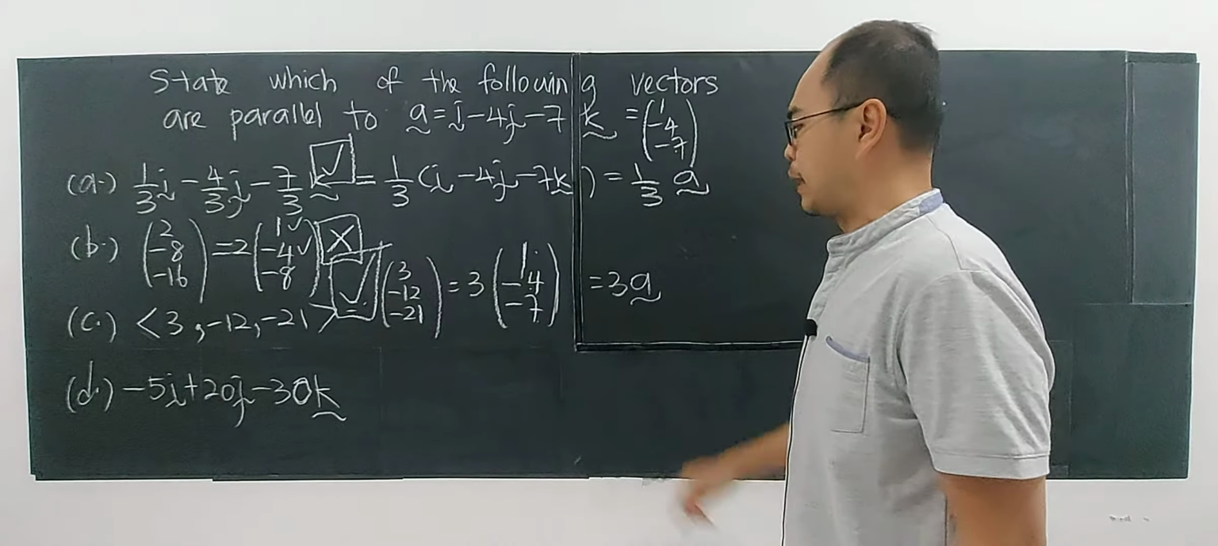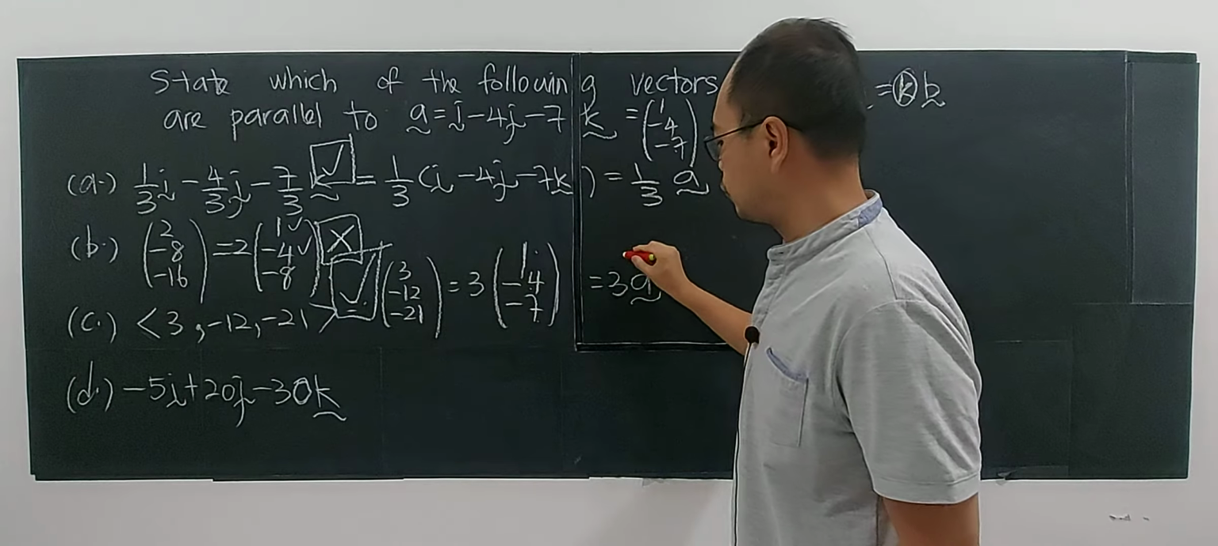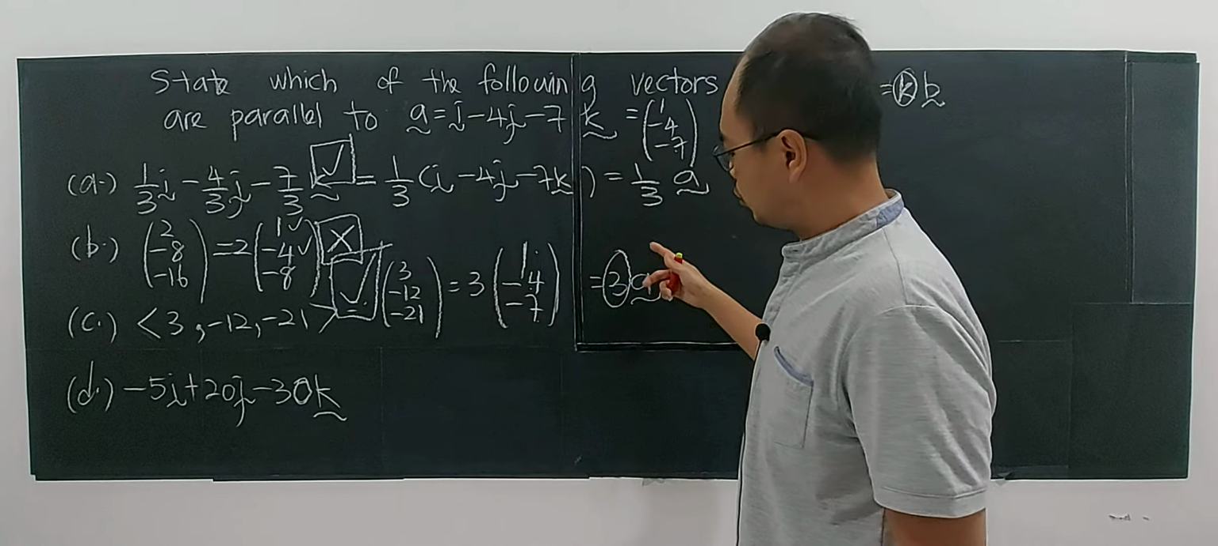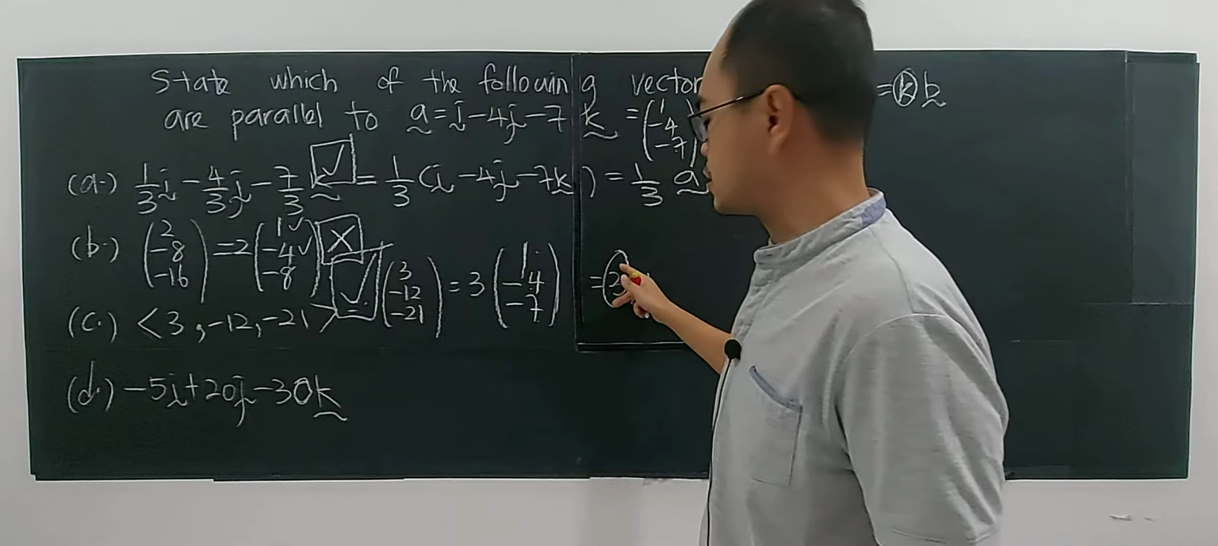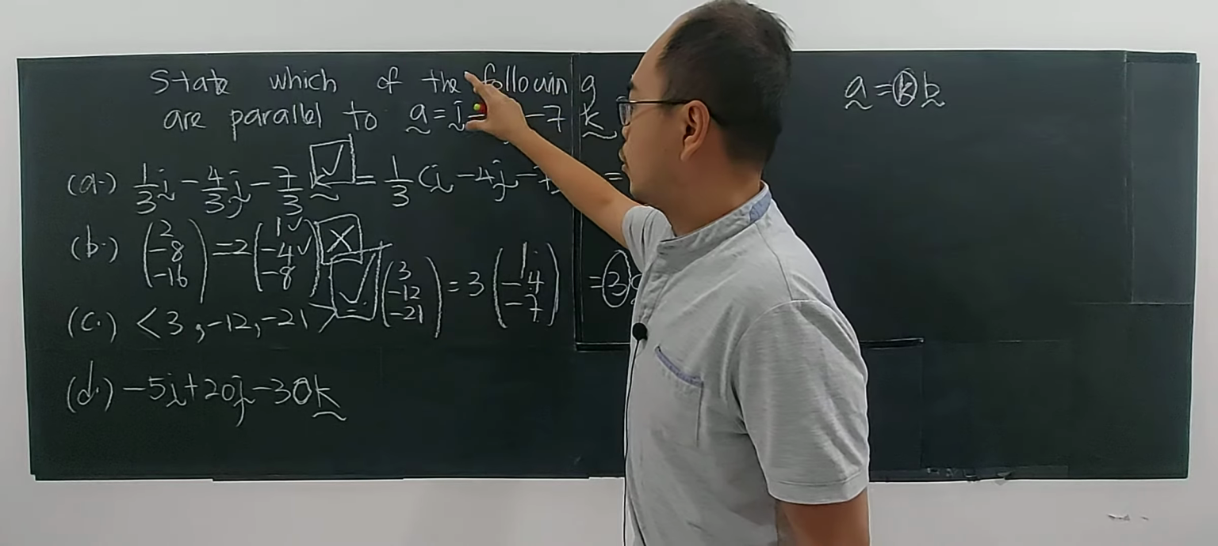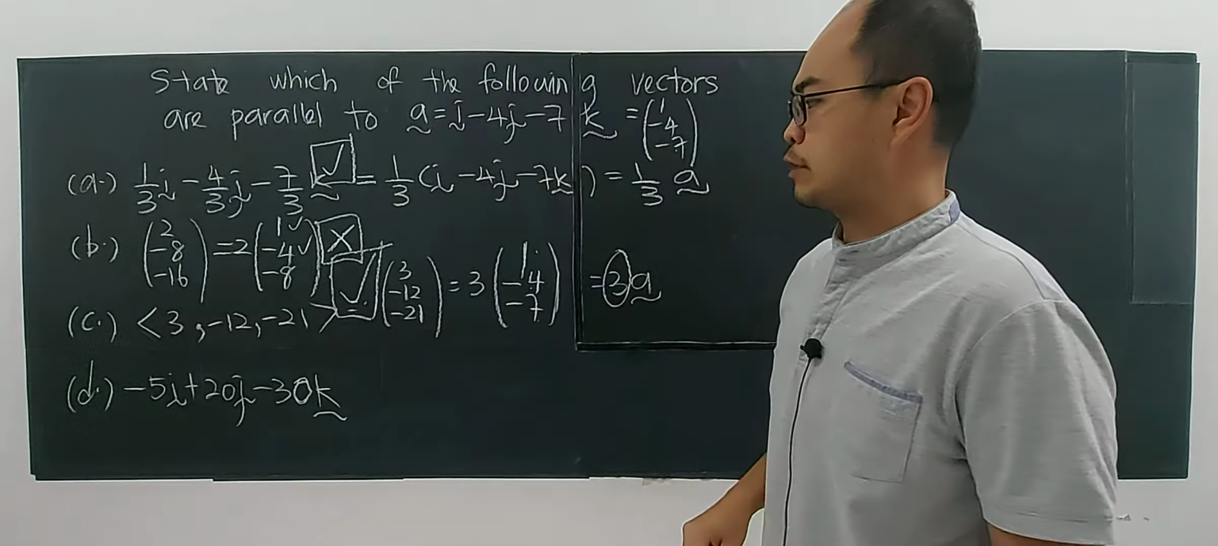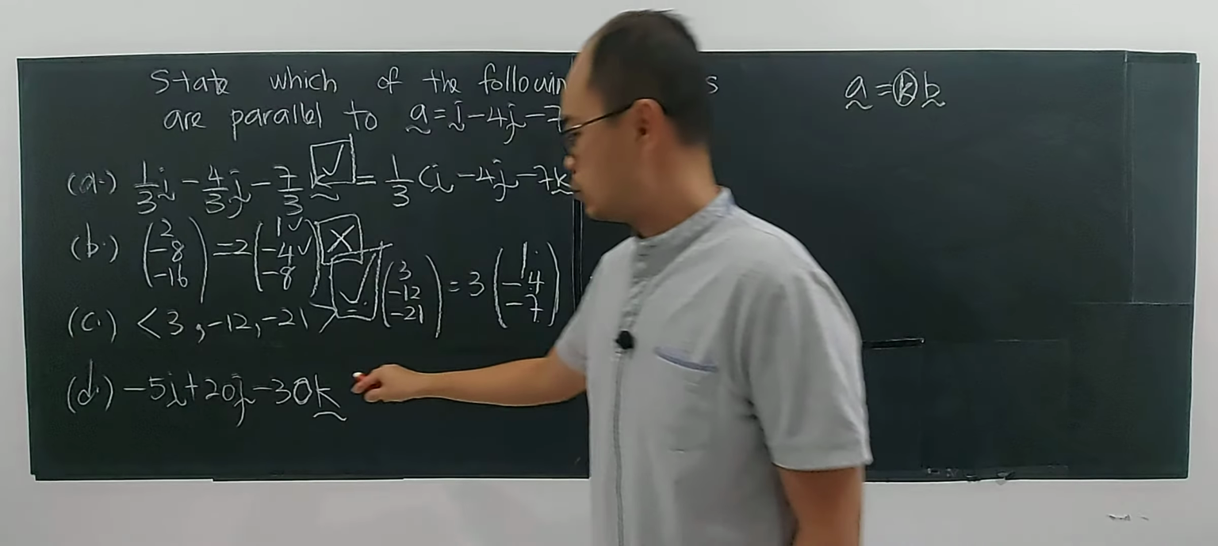It's a vector, but longer. How do we know it's longer? Because the scalar here is 3. It means this vector is 3 times larger in magnitude than this vector. Okay, very simple. So okay, let's look at this.